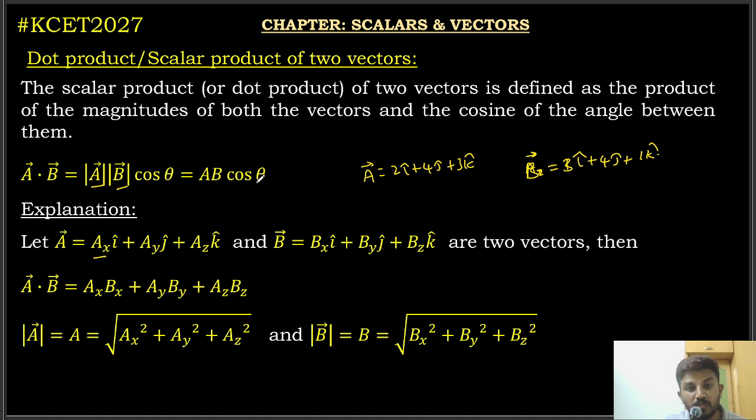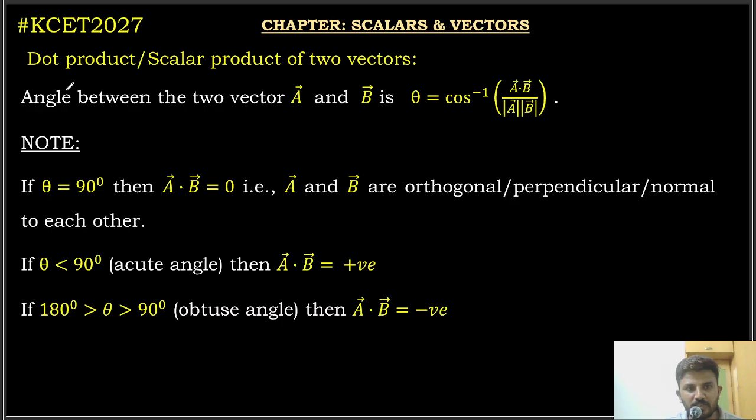You can also find the angle between the vectors using this formula. The angle between A and B is given by theta equal to cos inverse of A dot B divided by magnitude of A into magnitude of B. If in case theta is 90 degrees, then A dot B will be zero, because A dot B is equal to AB cos theta.